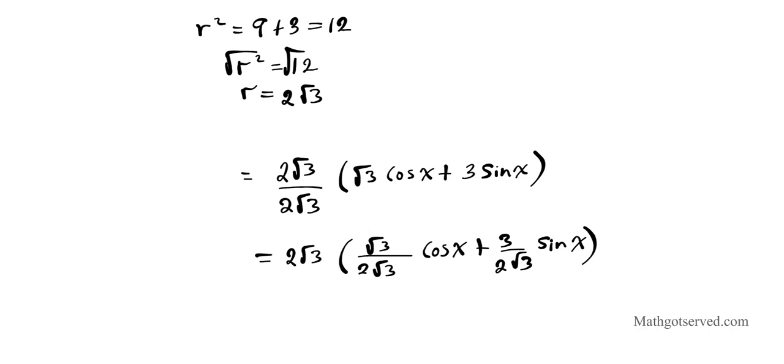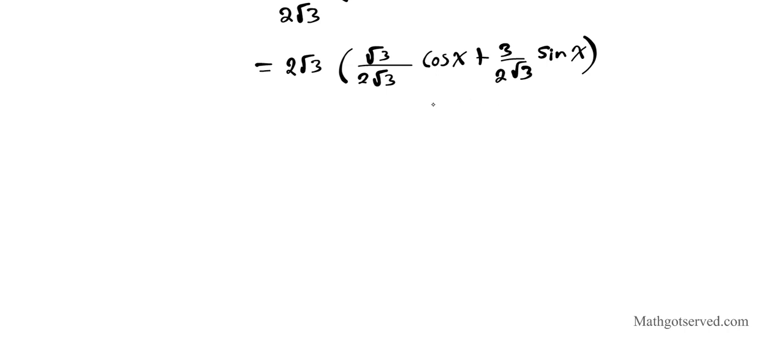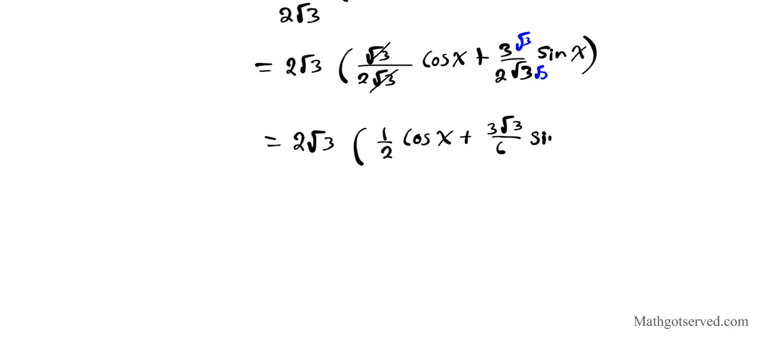Let's simplify this to see if I can express it as a sum identity for sine, so I can then determine my amplitude. The root 3's cancel out, so you have 1/2 cosine x. This is excellent because I know that sine can assume a value of 1/2. Sine of 30 degrees, or pi over 6, is 1/2. And then for this piece, I can rationalize the denominator by multiplying by root 3 top and bottom, which gives me 3 root 3 over 6 sine x.